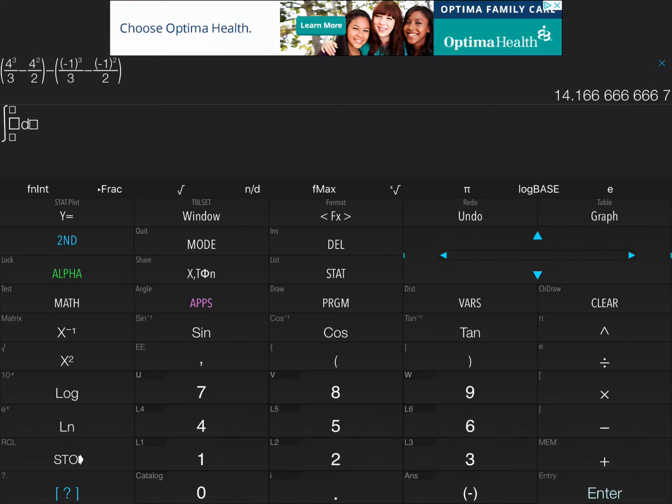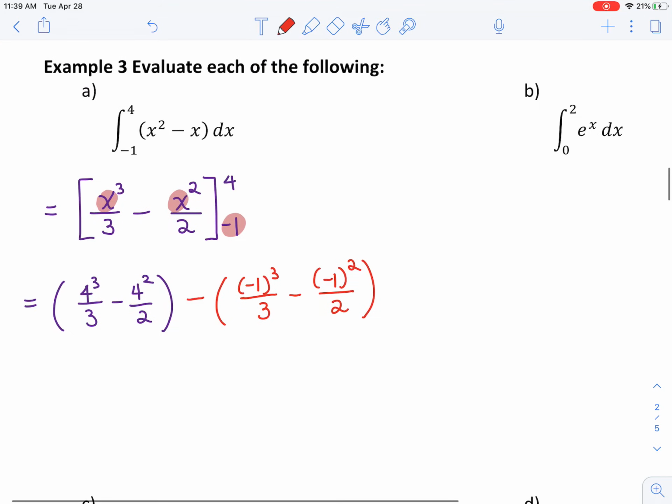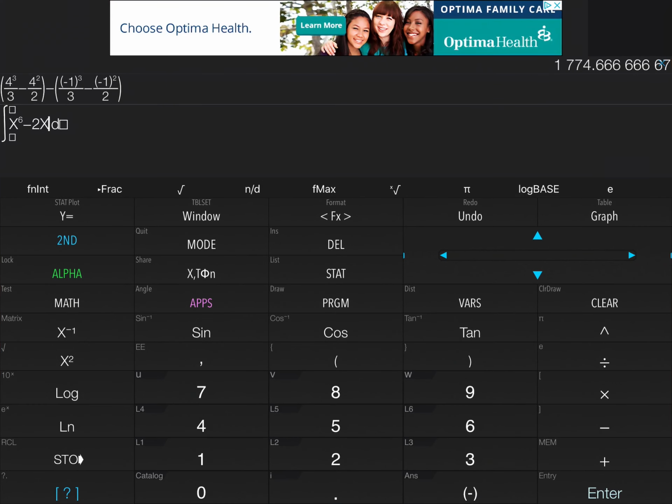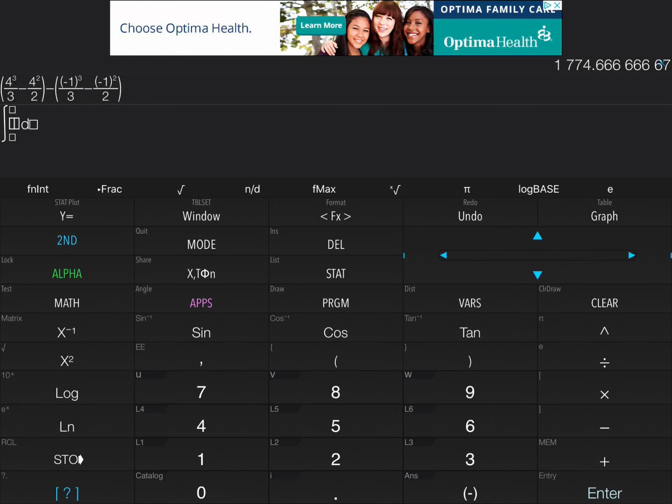So while I'm here, because I got this great tool that I can check the answer, why don't I go ahead and evaluate this definite integral? By the way, what was the function? Was it x cubed? What was x to the third power? Minus 2x. No. Guys, I forgot the function. X squared minus x. X squared minus x. Gosh.